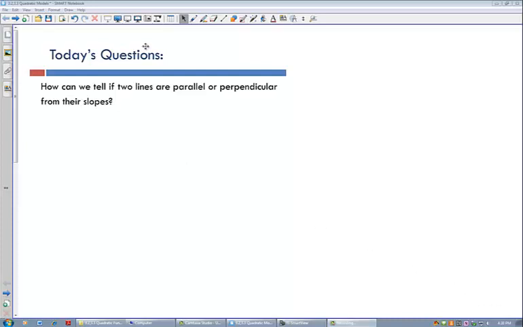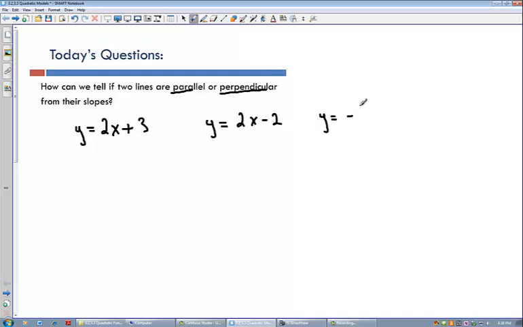We'll start today's lesson with a question about lines. How can we tell if two lines are parallel or perpendicular? Let's do a nice easy example. I'm going to do this from their slopes. Like y equal to 2x plus 3 versus y equal to 2x minus 2. And then let's do y equals negative 1/2 x plus 3.